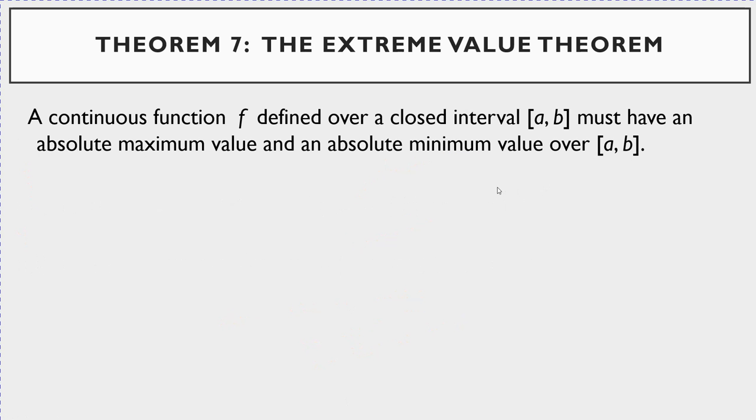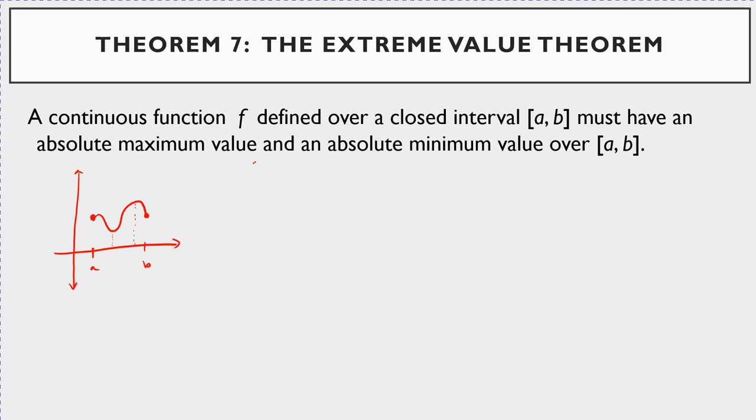So for one theorem to start here, we have what's called the extreme value theorem. A continuous function f defined over some closed interval a to b must have an absolute maximum value and absolute minimum value on a to b. So what that means is suppose you have this function, and we're going to look on the interval a to b. If it's continuous from a to b, there's no way to draw it so that it doesn't have a minimum value and a maximum value. Remember, it has to be continuous, that's important.